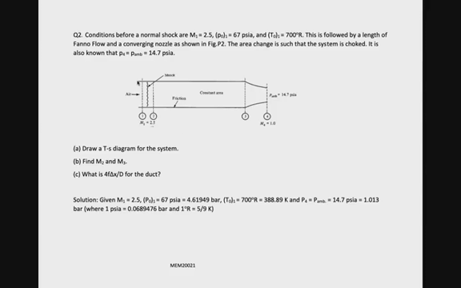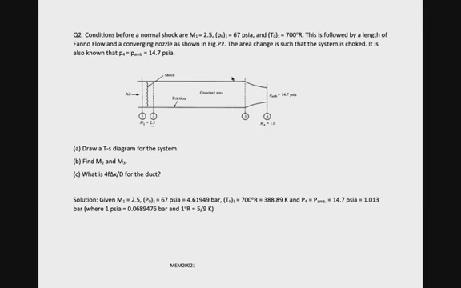Moving on to the next question. Conditions before a normal shock are M1 is equal to 2.5, stagnation pressure at 1 is equal to 67 psi, and stagnation temperature at point 1 is equal to 700 degrees Rankine. This is followed by a length of Fanno flow and a converging nozzle.